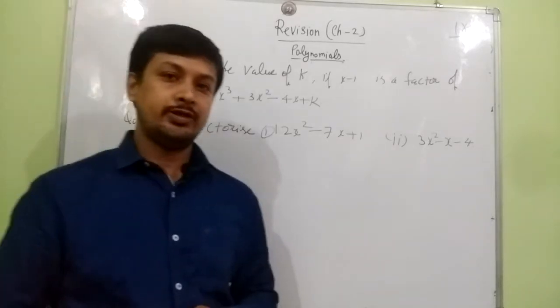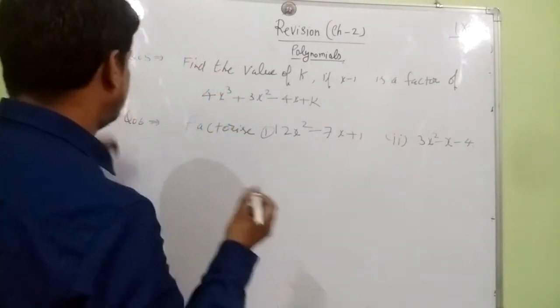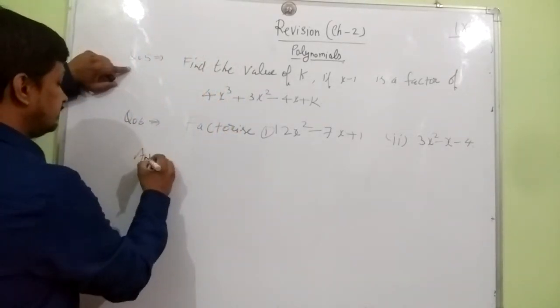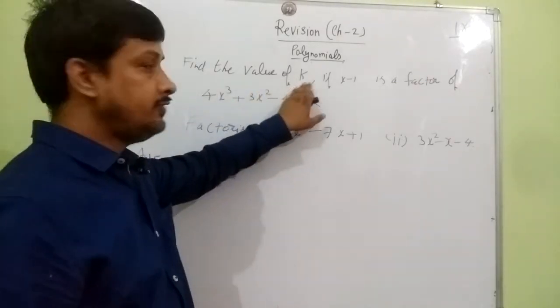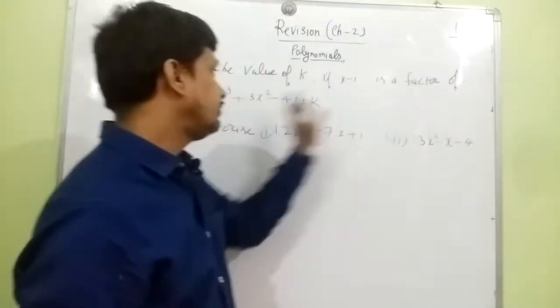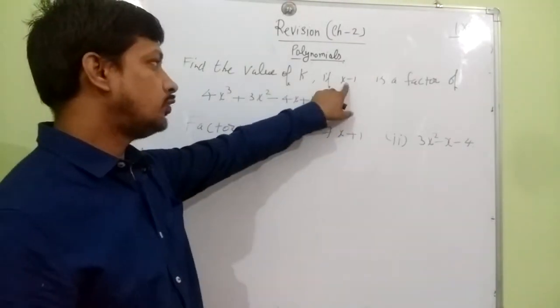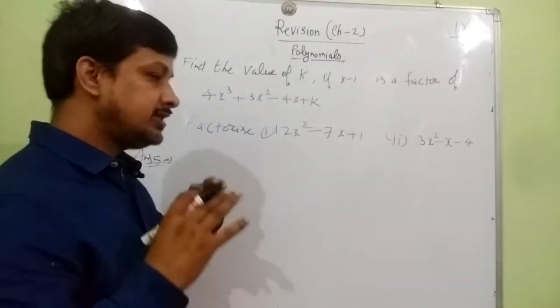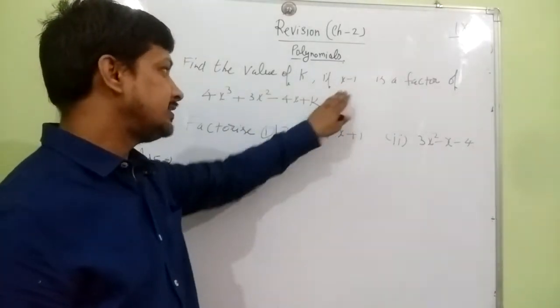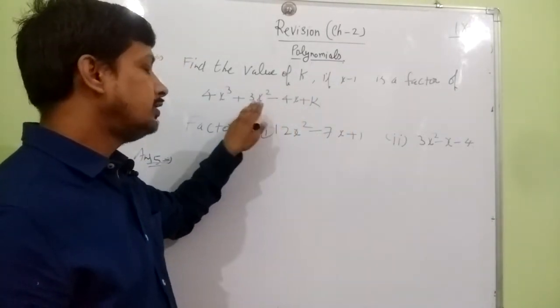Now, dear students, we have two more questions. Question number 5 is: find the value of k if x minus 1 is a factor of this polynomial. If x minus 1 is a factor of this polynomial, we have to find the value of k. It is declared in the question that x minus 1 is a factor of this polynomial.